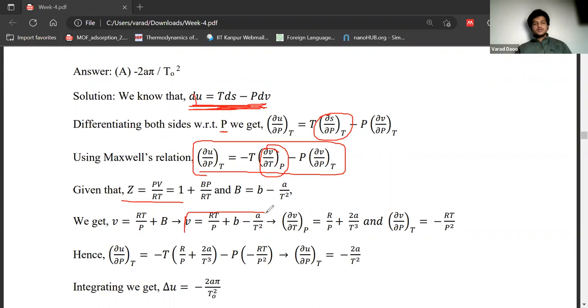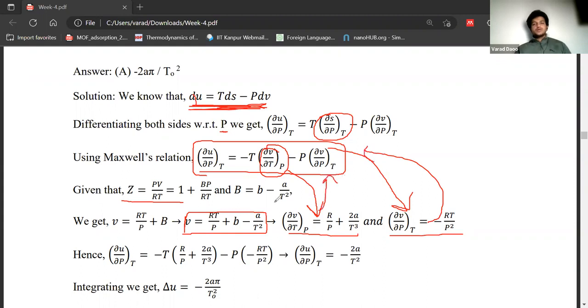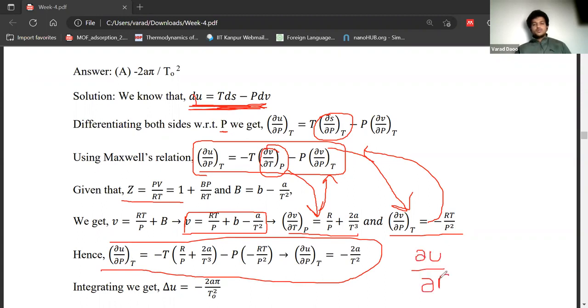We get V as this. Now we simply have to take the derivative of molar volume with respect to temperature at constant pressure. We calculate this also. This is just taking partial derivatives, and then we resubstitute it in this expression. We get this. What we basically get is dU/dP at constant temperature is nothing but minus 2A by T squared.